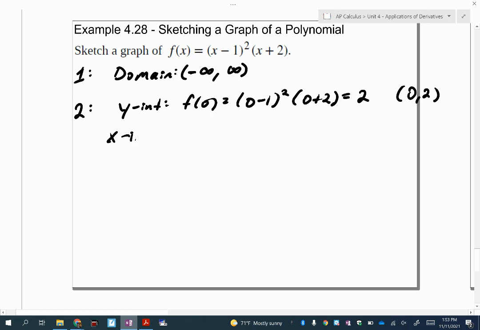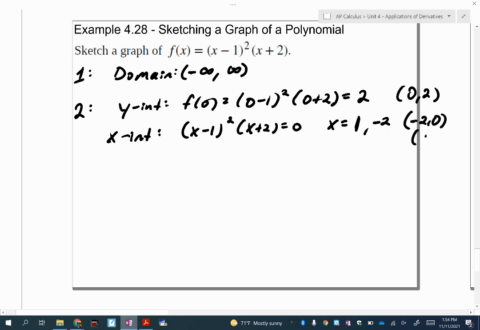For the x-intercept, this is whatever makes the function 0. So that would mean solving this, setting it equal to 0. And so my x-intercepts are going to be positive 1, right? 1 minus 1 is 0. 0 squared is 0. And my other one is negative 2. So I have two x-intercepts: one at (negative 2, 0), and one at (1, 0). So that's the second step.